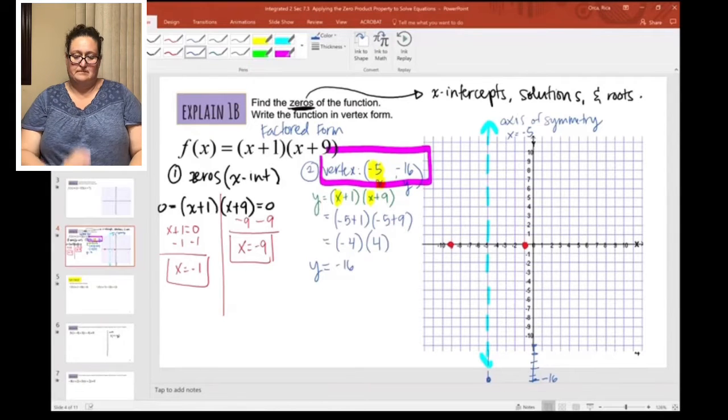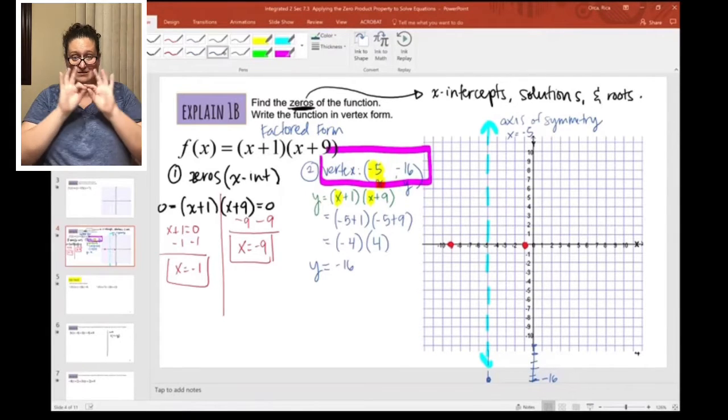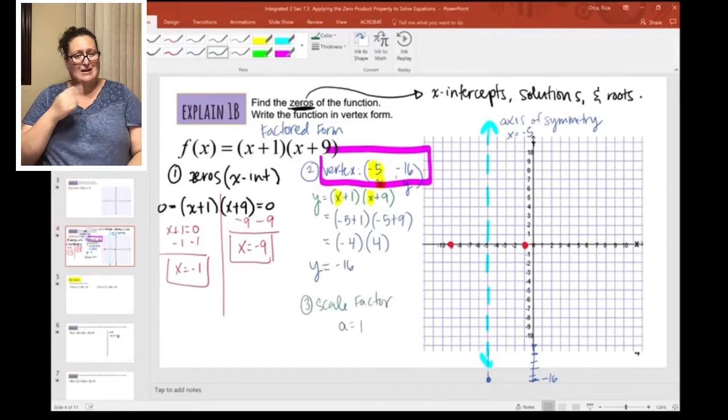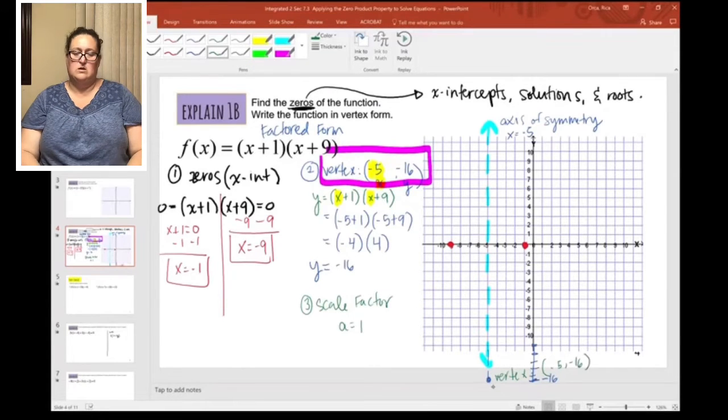Our a value is 1. So the scale factor is 1. And I know that because if we look at the first binomial, notice how we have no number on the left side of our parentheses. So the scale factor is 1. Let's label everything. The vertex is at -5, -16. To use the scale factor, we'll go 1 to the right and 1 unit up. And if there's a point on the right side of our axis of symmetry, we're automatically going to have a point on the left side of our axis of symmetry.